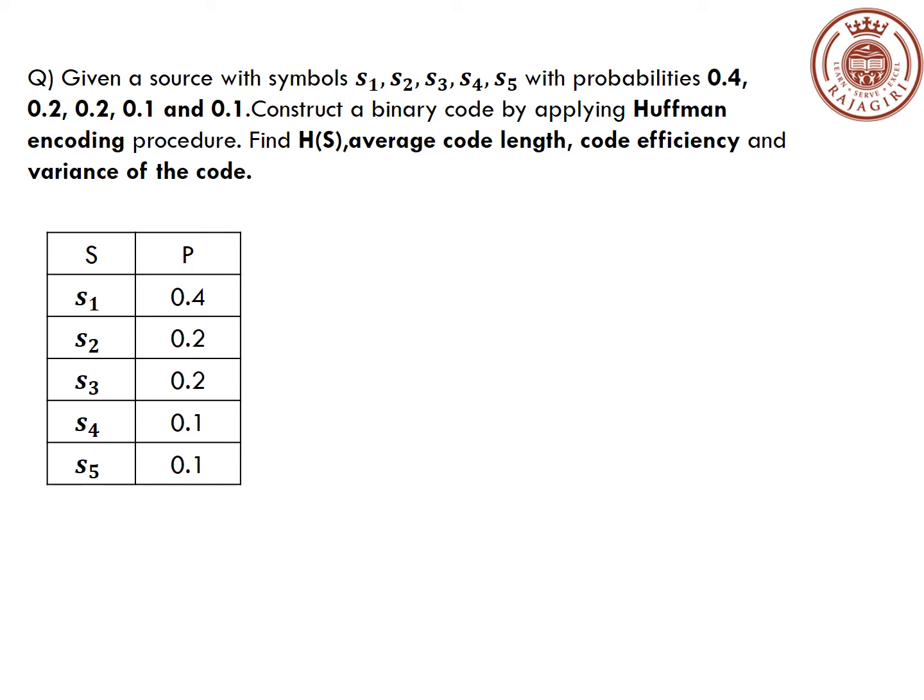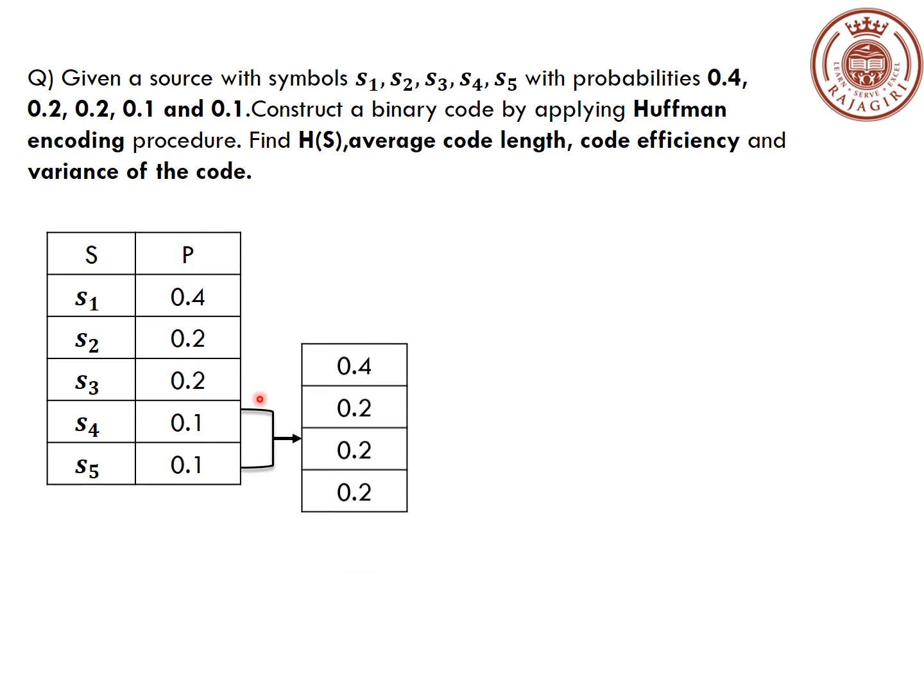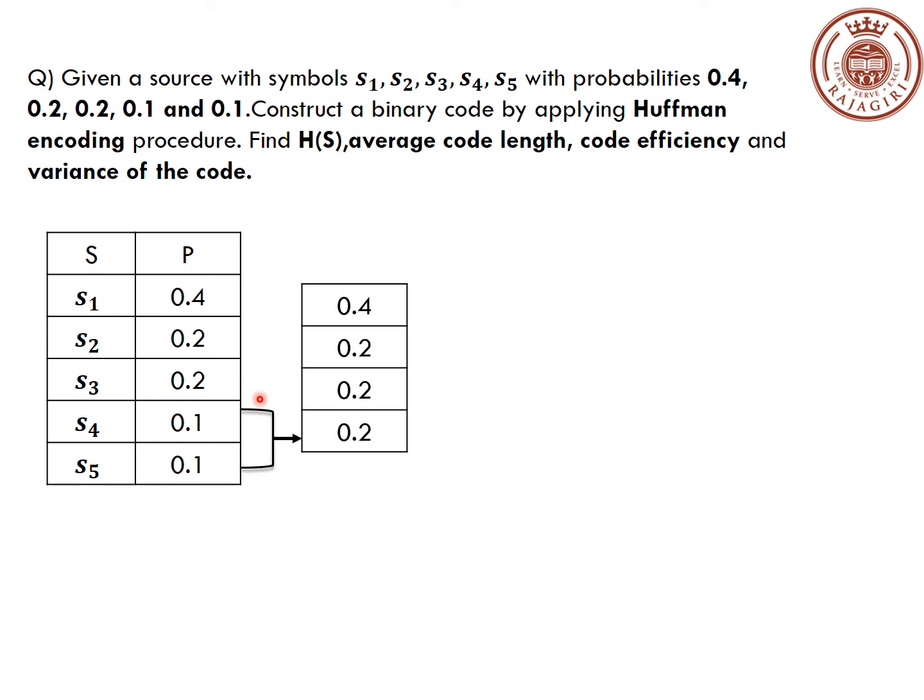After that you are asked to find out certain parameters just like in the Shannon-Fano coding scheme. So the first step is arranging the symbols in the decreasing order of the probabilities. Now, since this is a binary Huffman code, I have to consider the last two symbols and combine them to form a single symbol. The new symbol will have a probability of the sum of these two, which is 0.2. So, if I represent it, it's going to be this way. The 0.4 remains as it is, the first 0.2 comes here, and the sum of these two, 0.1 plus 0.1, is 0.2.